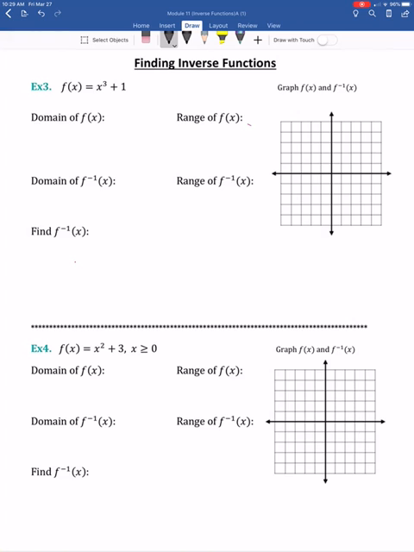Now remember, we're talking about the characteristics of inverse functions. When we do find these graphs, we'll notice the domain and the range of the two graphs are going to be identical. Domain of f of x, for example, will equal range of f inverse. And vice versa, the domain of the inverse function will equal the range of the f function.